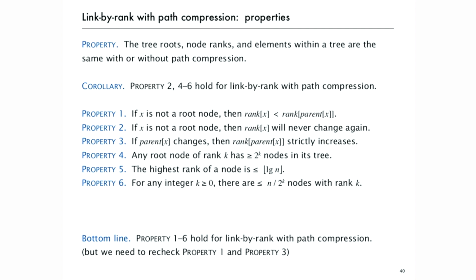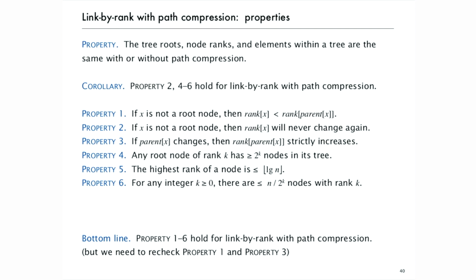If X is not a root node, then rank of X will never change again. This is still true, because in this algorithm also we only change rank in union. So if you are not a root node, your rank will never change. What was the third property? If parent of X changes, then the rank of parent of X strictly increases. That is also true, because when we added, either it had a strictly greater rank already, or if it was equal, we made it greater by 1.